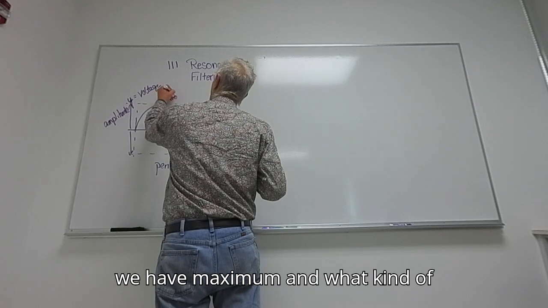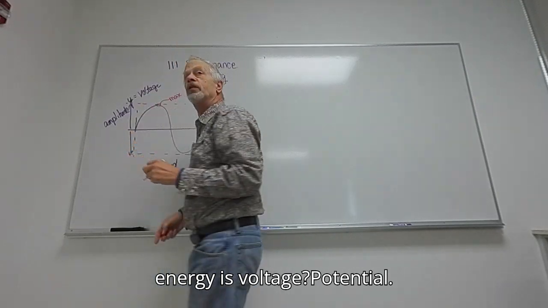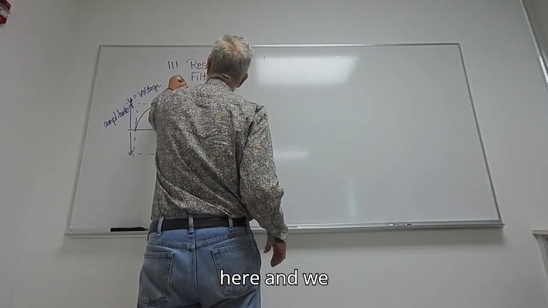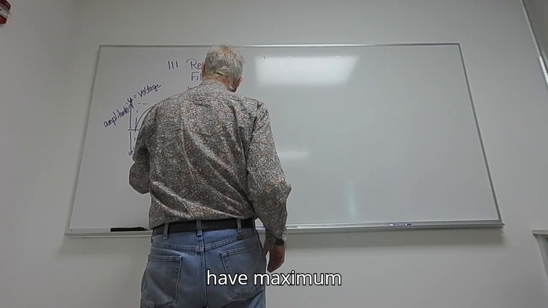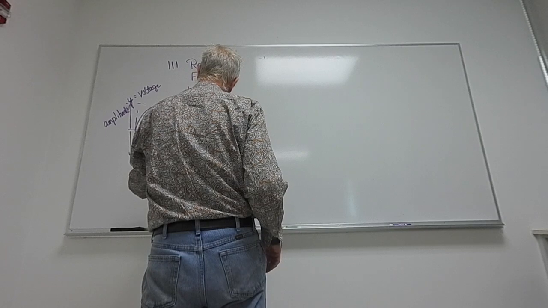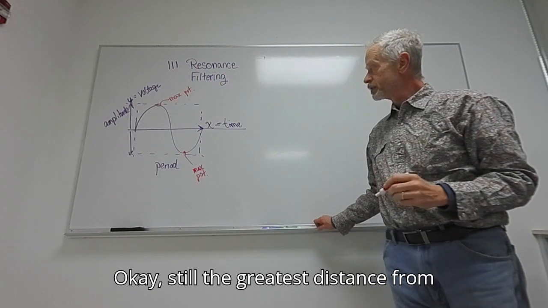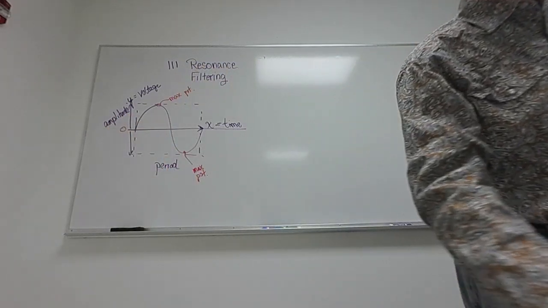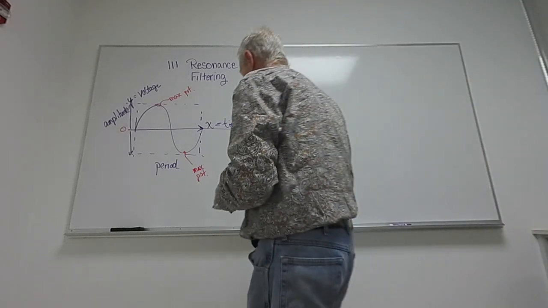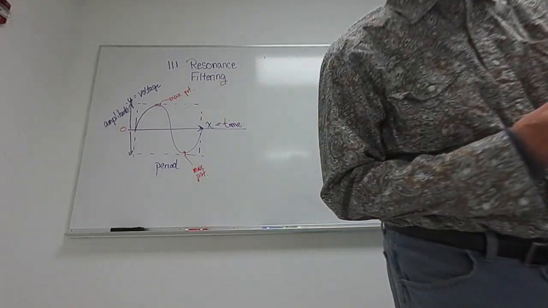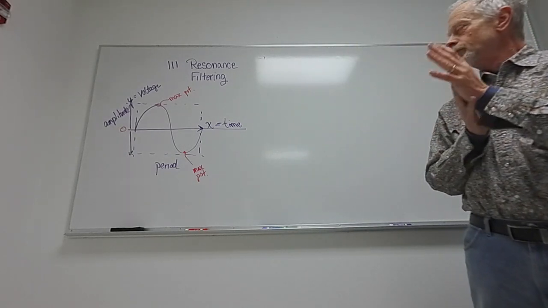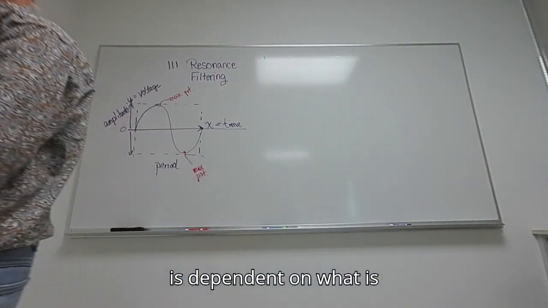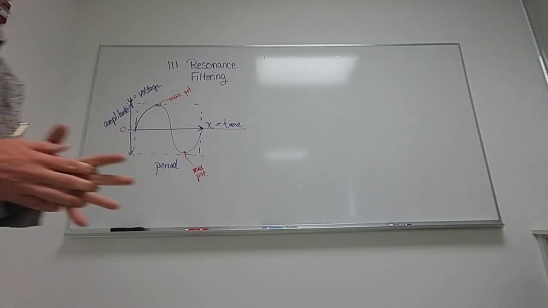we have maximum, and what kind of energy is voltage? Potential. So we have maximum potential here, and we have maximum potential here. Okay, still the greatest distance from zero. How often that happens is dependent on what is generating that waveform.